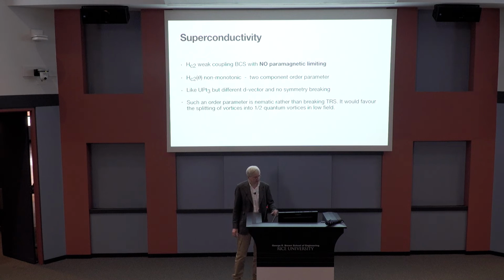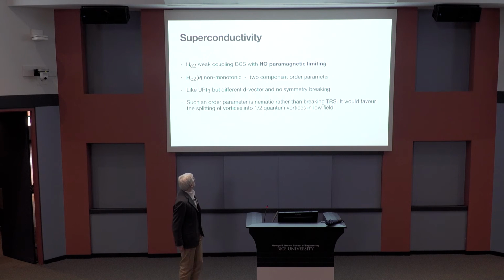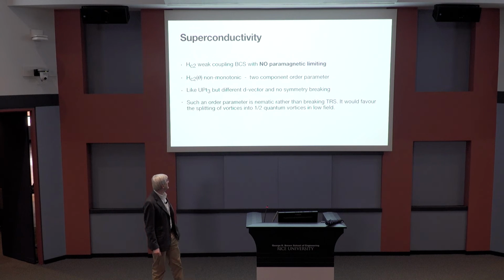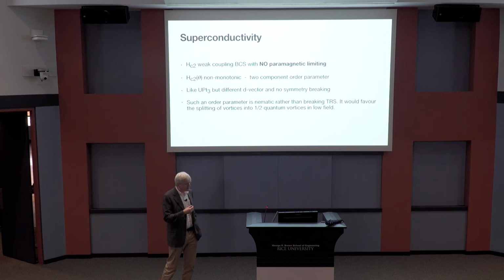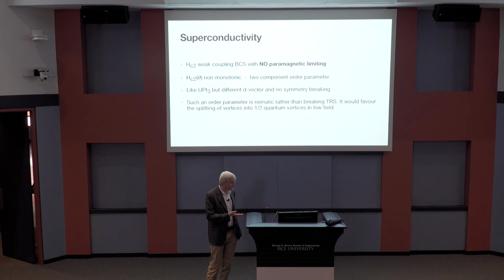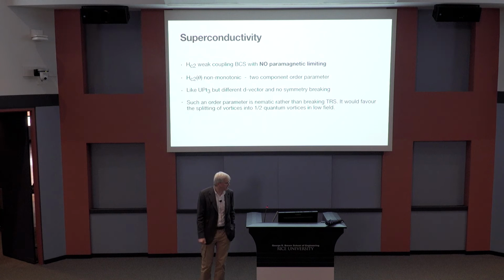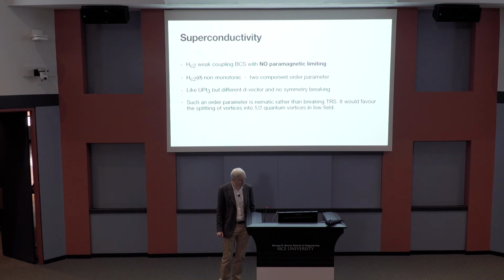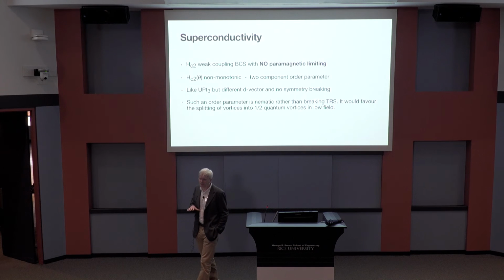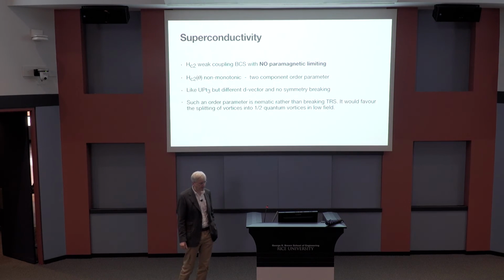So here's a summary of the superconductivity. We've seen weak coupling BCS describes that upper critical field with no paramagnetic limiting. That suggests that it's a triplet or odd parity state. We saw this unusual non-monotonic dependence of Hc2 with field angle that is consistent with the order parameter having two components. And we've suggested that the actual superconducting state, although at first sight it might look similar to UPt3, is actually very different because of this different choice for the d vector direction. And it's very interesting because of this possibility of it hosting half quantum vortices. That's the end. Thank you very much.